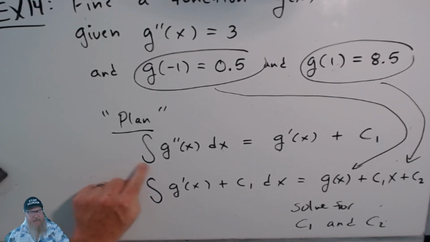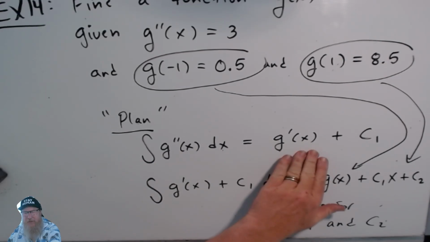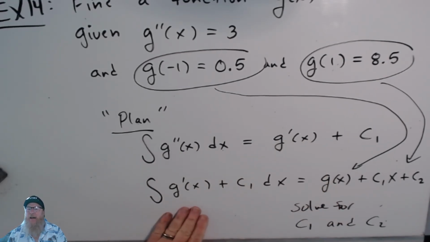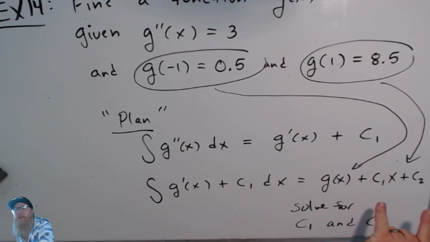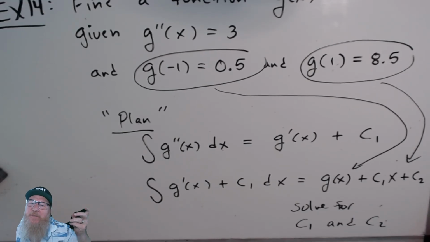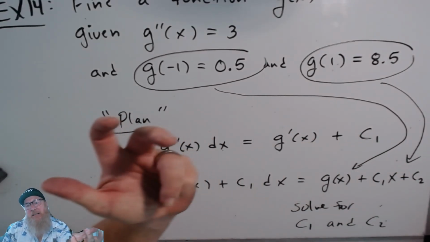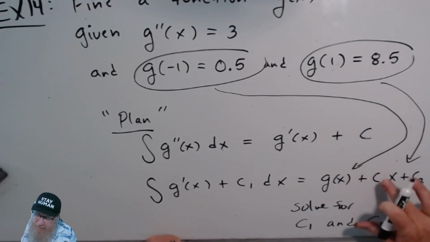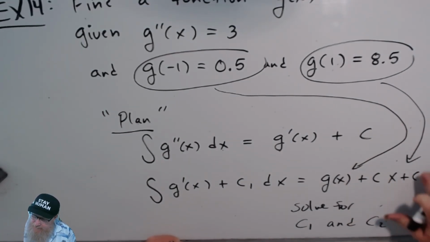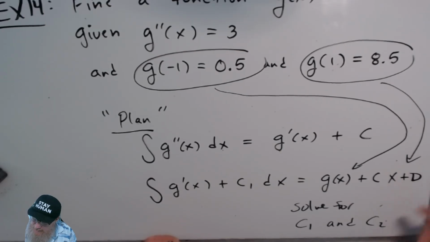Take the integral to find the first antiderivative, then take another integral to find the second one, and that gives you 2 constants. We'll call them C1 and C2, or you can call them C and D. That's another way to do it. If you don't like subscripts, you can call this one C and then call the other one D.